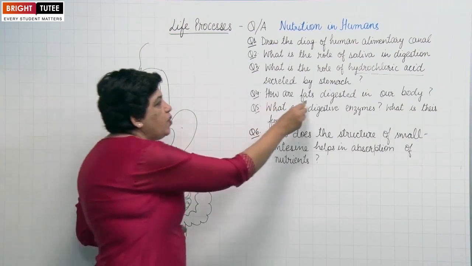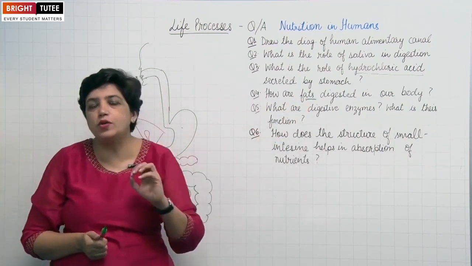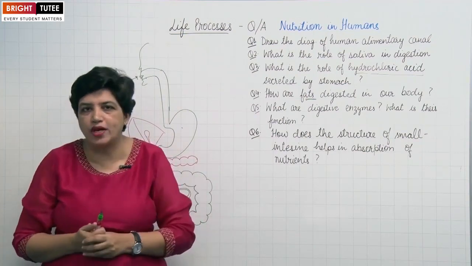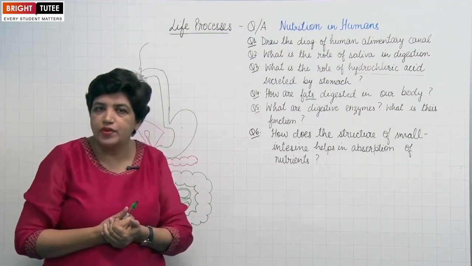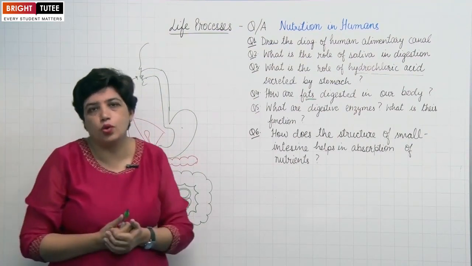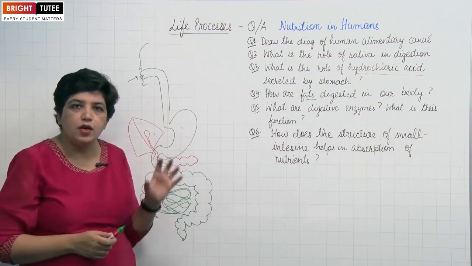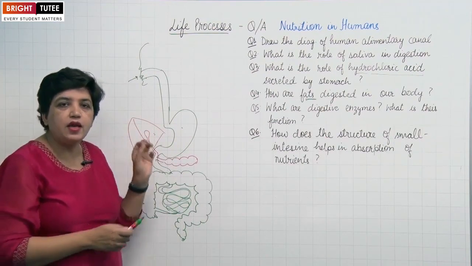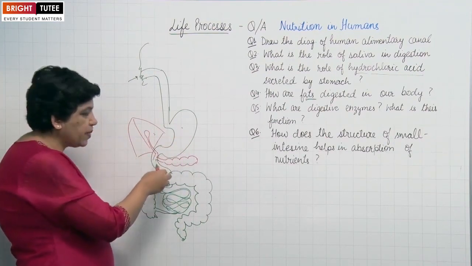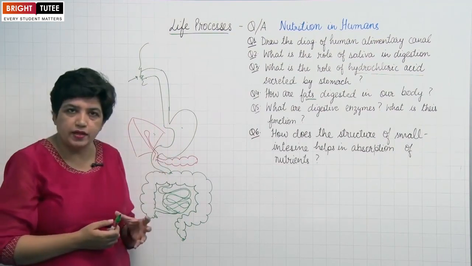Next question. How are fats digested in our body? Now the fat molecules are quite big as compared to carbohydrates and proteins. So firstly, fats are not soluble in water. So here comes the role of liver. Liver secretes a juice called the bile, which is temporarily stored in the gallbladder. And then when food enters from the stomach into the duodenum, the bile is released from the gallbladder.